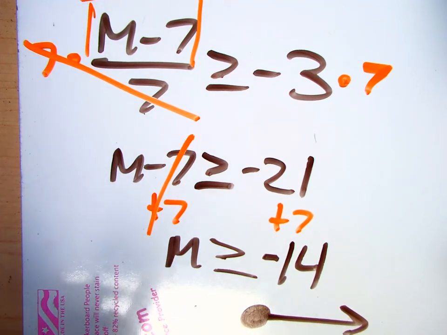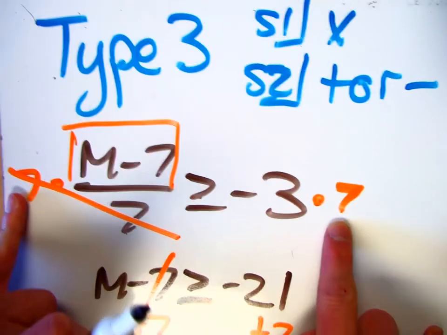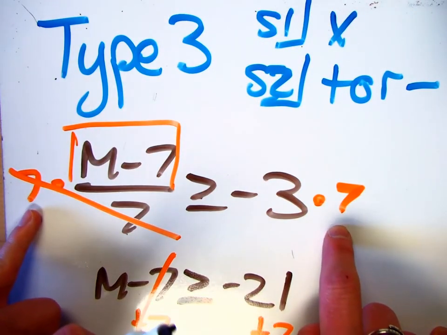And if you're wondering why we did not end up flipping this inequality symbol way back here, since we multiplied by a positive number on both sides, we did not actually need to do a flip.